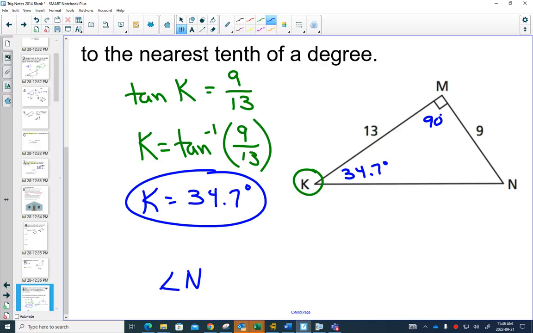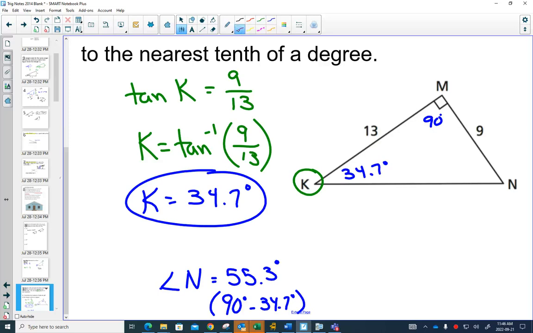yes, they're going to add up to 180. So we could just add it up. So what is 90 minus 34.7? It's going to be 55.3 degrees. Just remind ourselves, I took 90 degrees, because these two would have to add up to 90 degrees. I subtracted 34.7 degrees. I got 55.3 degrees. Could you use tangent for angle N?